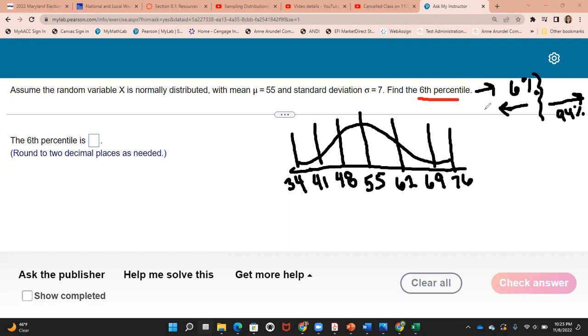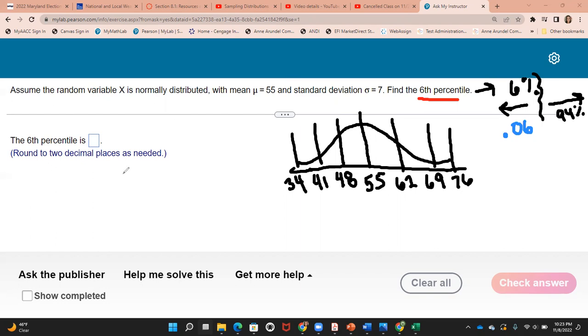So they're telling us the sixth percentile, and again, this is the most important part, that 0.06 would be the area to the left of whatever my data point is. And I'm being asked to find that data point. Okay, but again, it doesn't say all of that. All it says is assume the random variable x is normally distributed with a mean of 55 and a standard deviation of 7. Find the sixth percentile. So from sixth percentile, just seeing that alone, we have to remind ourselves, okay, they're actually telling me the area and they're asking me for what is the value on the bottom of the curve.